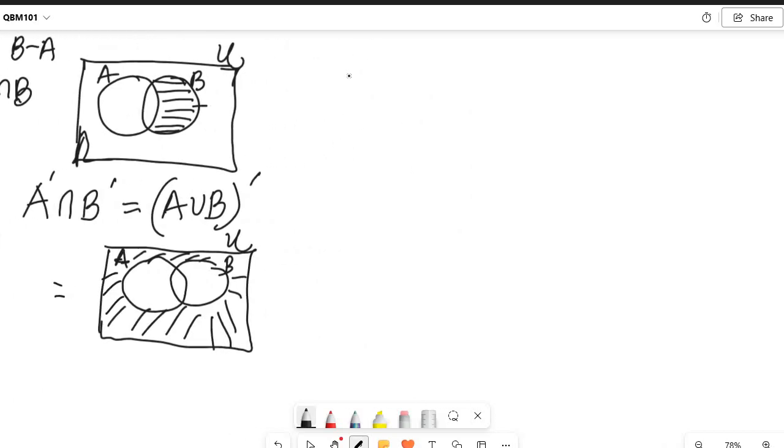Now let's look at some strange kind of sets. Look at this. What about A prime union B prime? Now this is under De Morgan's law. Actually, this is the same thing as A intersection B all prime. You will see very shortly. You can even look at it by inspection.